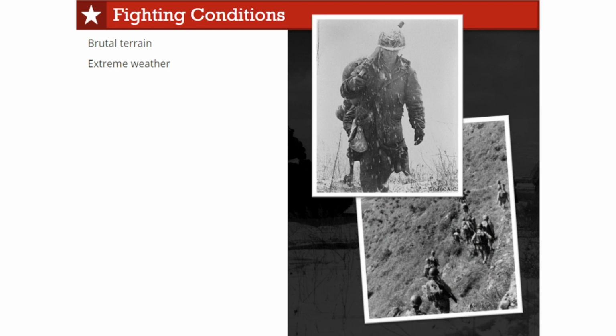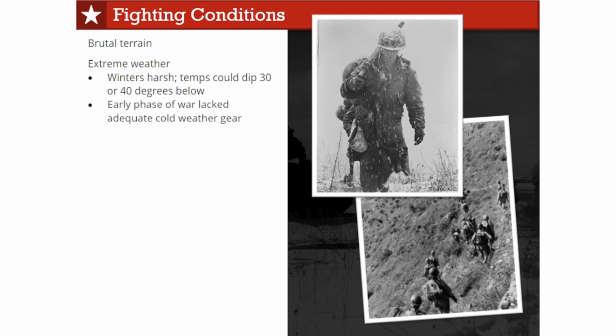Infantrymen serving in the Korean War fought the enemy in challenging, brutal terrain and often in extreme weather. As one historian has stated, the Korean peninsula itself killed soldiers as handily as the North Koreans or Chinese. Winters were harsh, and temperatures could dip 30 or 40 degrees below zero. In the early phase of the war, the freezing temperatures were made much worse because the men were often not supplied adequate cold weather gear. Soldiers and Marines became victims of frostbite, losing fingers and toes. Weapons malfunctioned due to the extreme cold, and socks and equipment froze to unprotected skin.